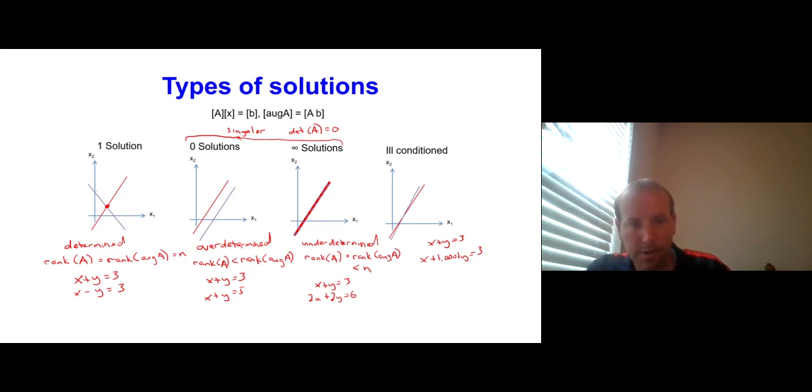Just because this is an important concept, to reiterate: in the determined case, you get a single solution. That's when the rank of A is the same as the rank of the augmented A. Then you can have overdetermined situations where there are no solutions, and underdetermined situations where there are an infinite number of solutions. To figure out which one you've got, all you need to do is look at the rank of these matrices.